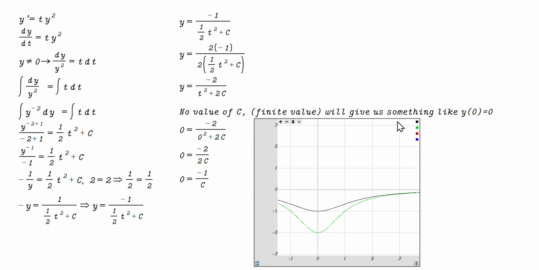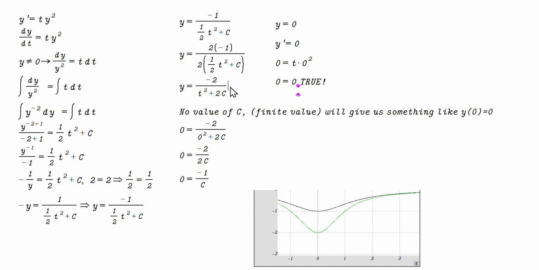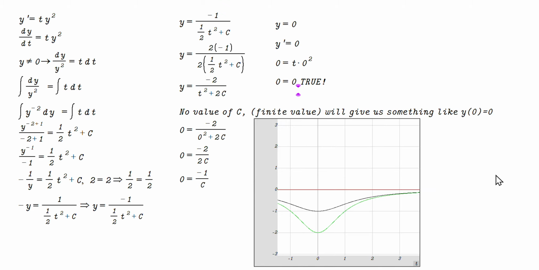Now, the exceptional solution that is not obvious from any of this work is the one that says y is equal to 0. Look, if y is equal to 0, then y prime is equal to 0. And that tells us the following: 0 is equal to t times 0 squared, correct? We show the sides are equal by plugging back into the original equation. So 0 is equal to 0. This certainly is true, isn't it? It's the red graph that you see. That is one of the valid solutions, but it just doesn't come out of this expression and the value of c that you pick. I'll leave it at that.